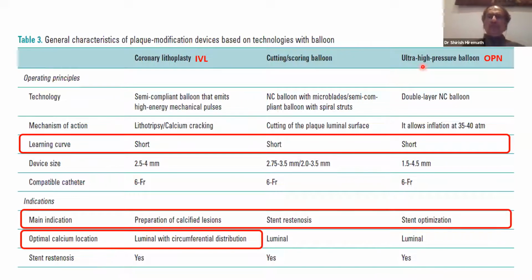The good news for the young interventionist is the learning curve is quite short. Like if you are to learn Rotablator, you'll probably need to spend some months trying to perfect the technique. But for all these, those who are used to balloon stent techniques, they would find a very short learning curve.